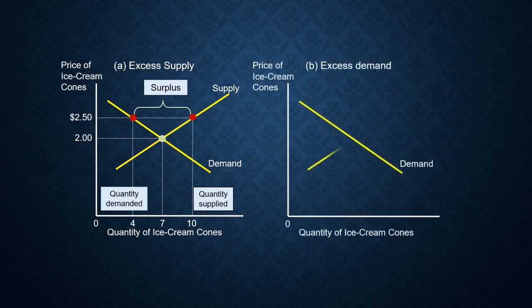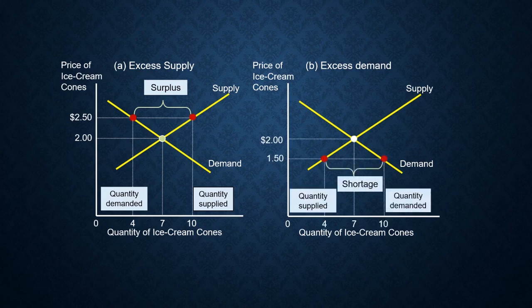In the second panel, or the B panel, there's a shortage because the market price of $1.50 is below the equilibrium price. The quantity demanded, 10 cones, exceeds the quantity supplied, 4 cones. With too many buyers chasing too few goods, suppliers can take advantage of the shortage by raising the price. Hence, in both cases, the price adjustment moves the market towards the equilibrium of supply and demand.